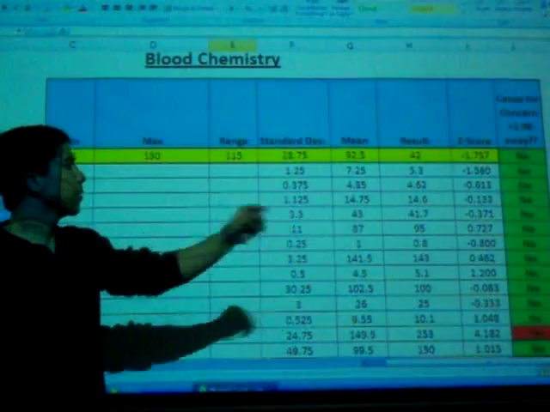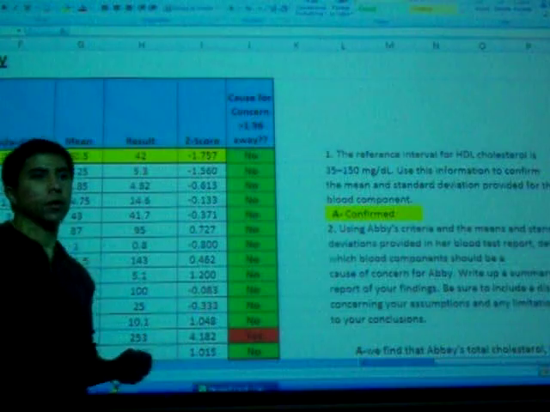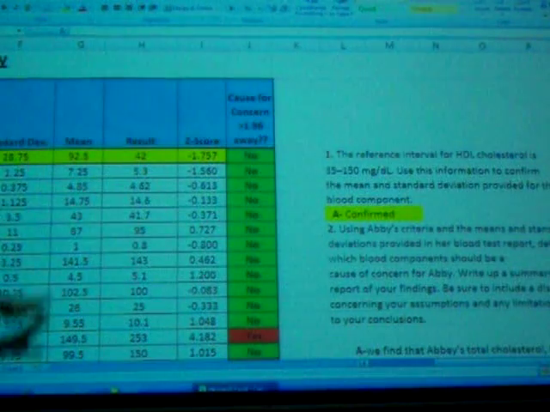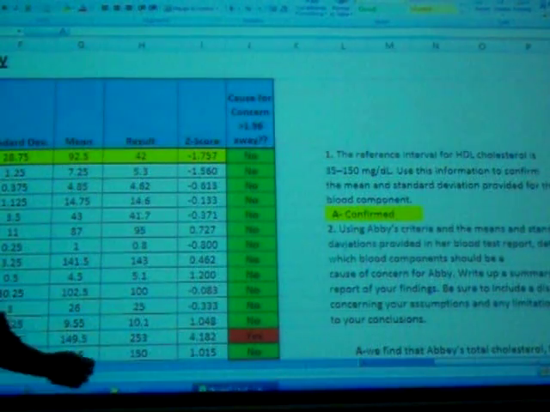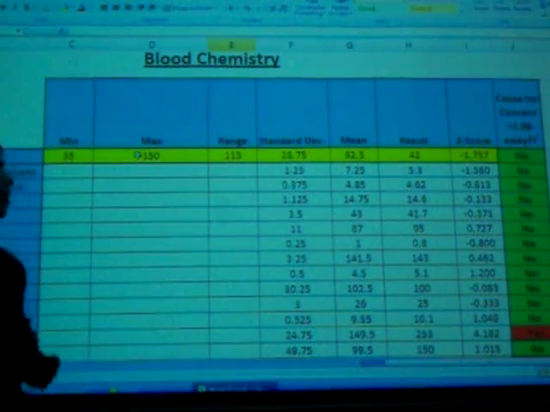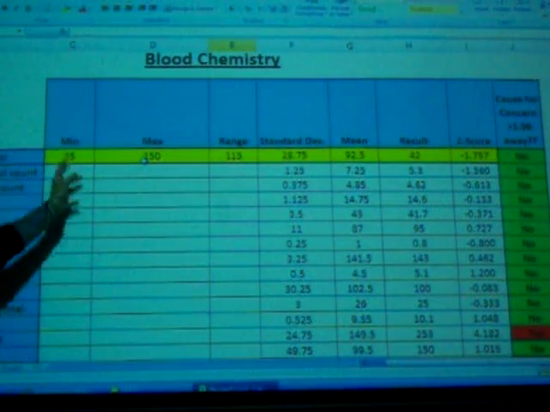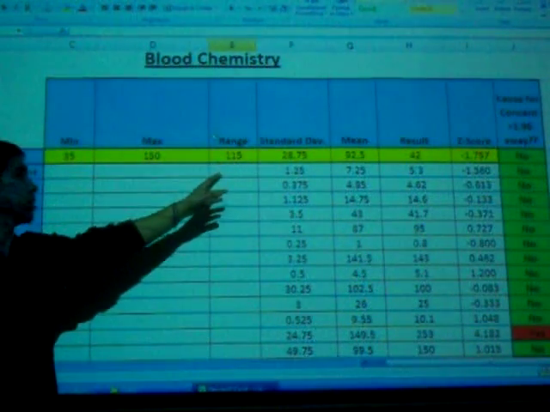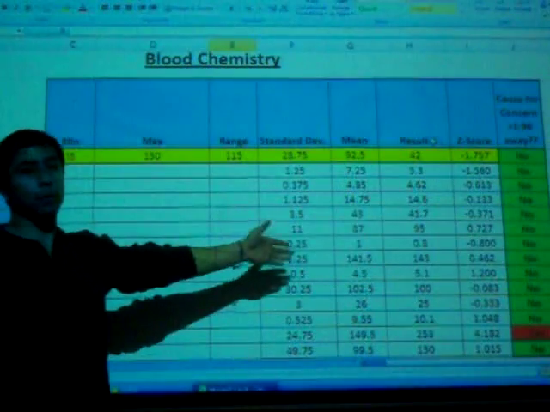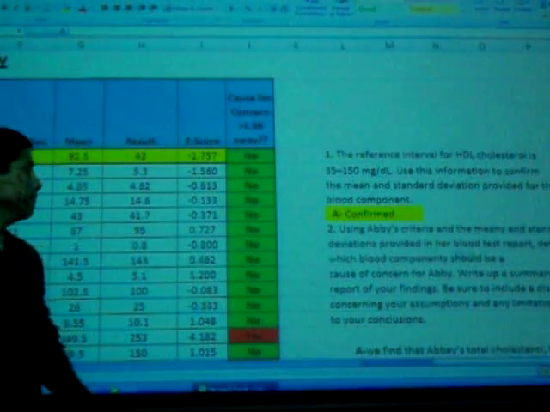But the first question wants us to clarify and make sure that Abby got all the right numbers for the standard deviation and mean for each person. It gave us some numbers here, 35 to 150 milligrams per liter, I think that's what it was. That gave us the min, max, and range. And so we found the standard deviation, the mean, and all of that from those results. And these matched up with what we were given. So we confirmed that she did, in fact, do everything right.